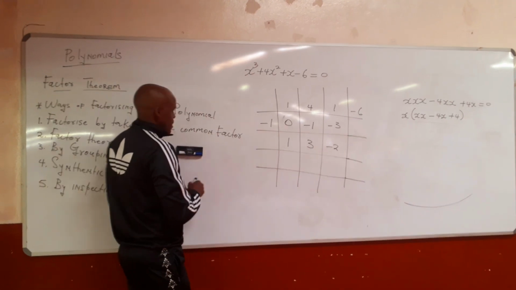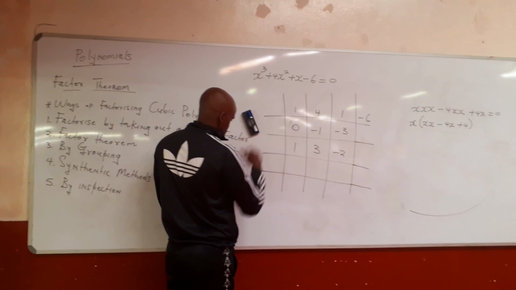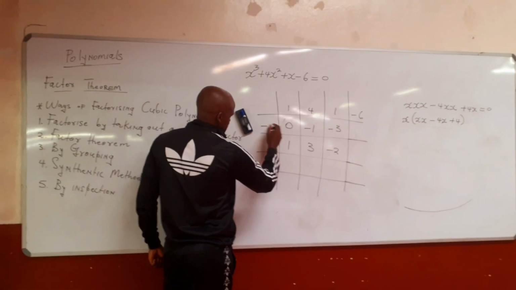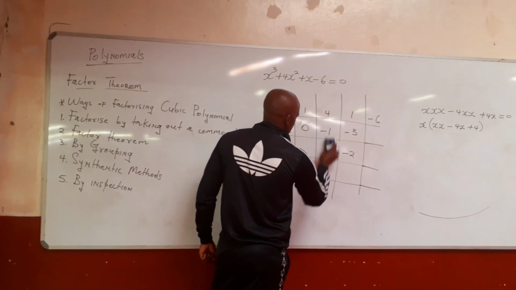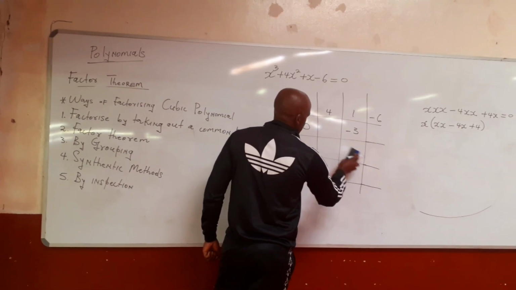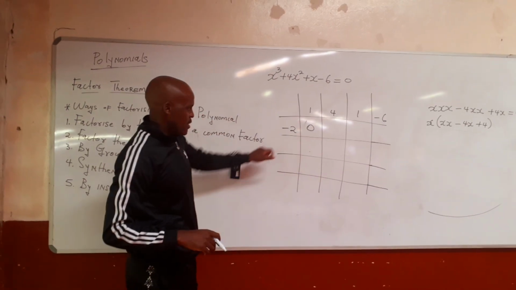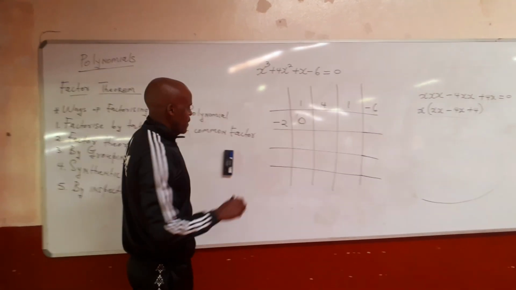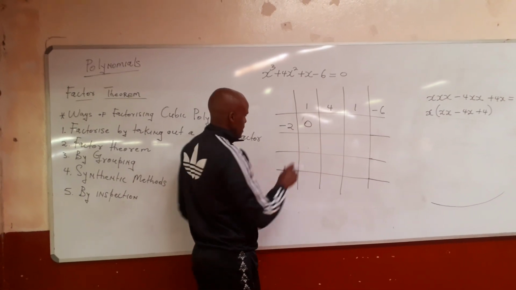So, let's put, you are saying it's minus 2. It's minus 2. So, let's start again here. I will show you why we have to start again. Remember, a factor must give us a remainder which is 0 at the end.